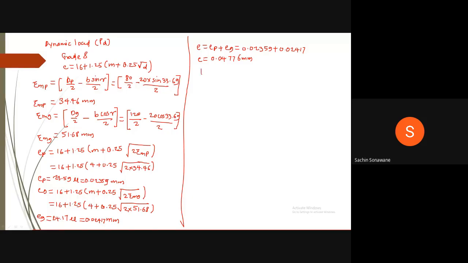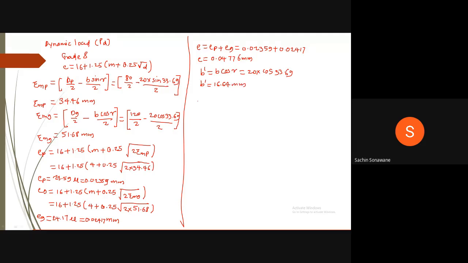Now we have to calculate B dash. B dash is equal to B cos gamma, which is equal to 20 into cos of 33.69. What is B dash? 16.64 mm.